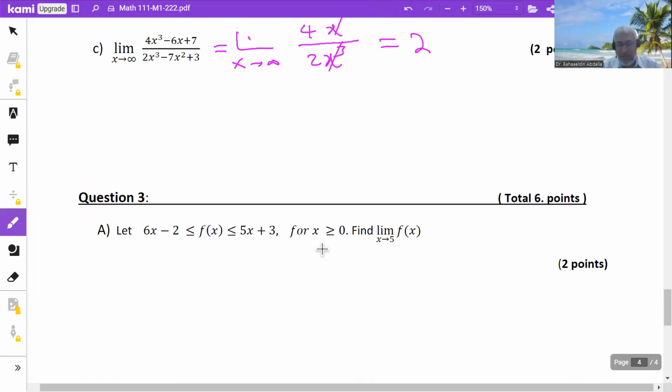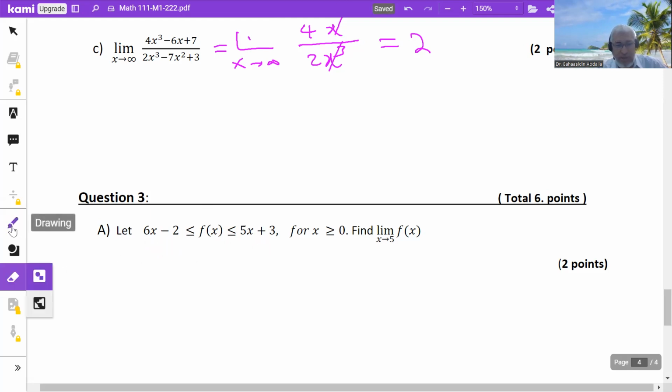I don't have f of x. I don't know the definition of f of x, but it's a function between these two. But I know the squeeze theorem. The squeeze theorem says if the limit of this polynomial is equal to the limit of this polynomial when x approaches 5, then the limit of f of x will also be equal to the same limit.